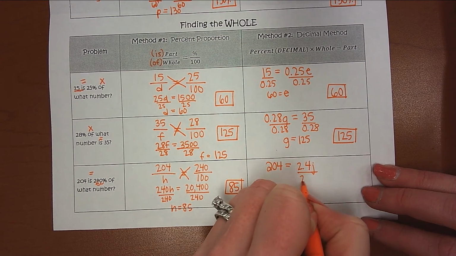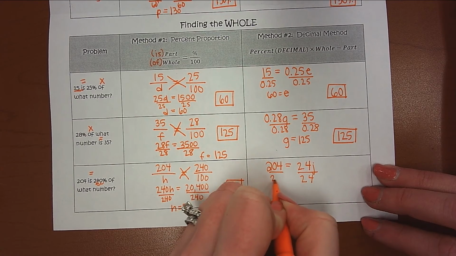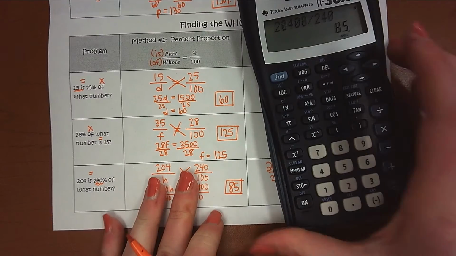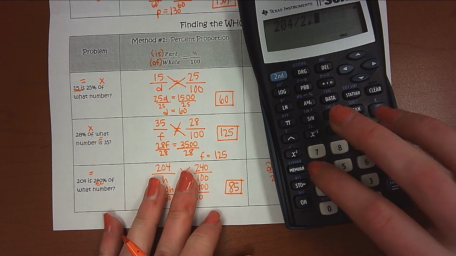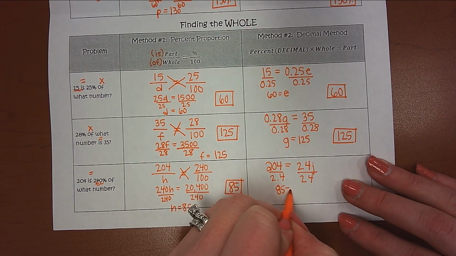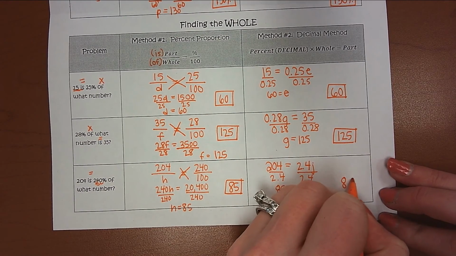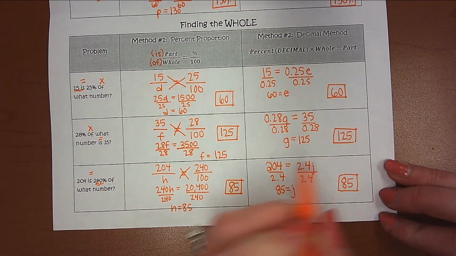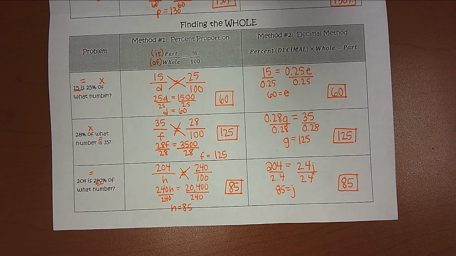And then the inverse of multiplying by 2 and 4 tenths is dividing by 2 and 4 tenths. So 204 divided by 2 and 4 tenths is 85. 85 is equal to J. That's the answer we got the first time, and so our answer still makes sense using the decimal method. 204 is 240% of 85.